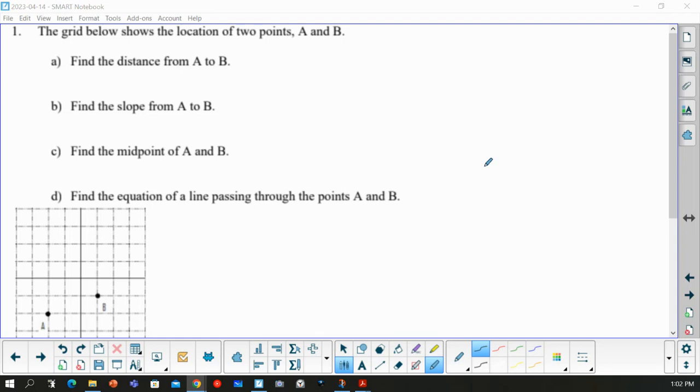All right, guys, we're going to do problem number 1 in the new unit. Find the distance from A to B, slope from A to B, midpoint of A to B, equation of the line passing through points A and B. Let's figure out what these points are. Point B is (1, -1). And A is (-2, -2).